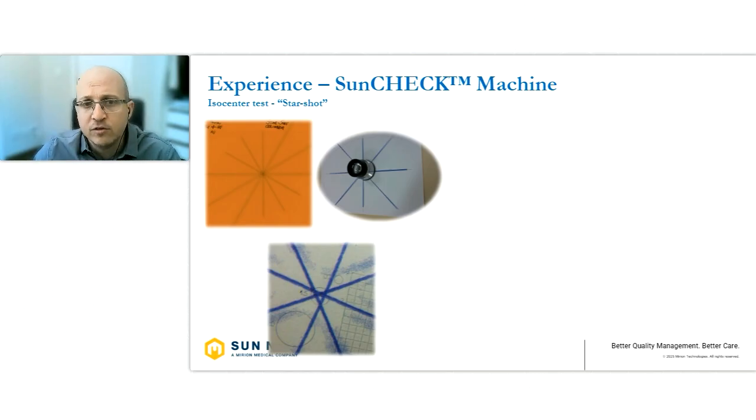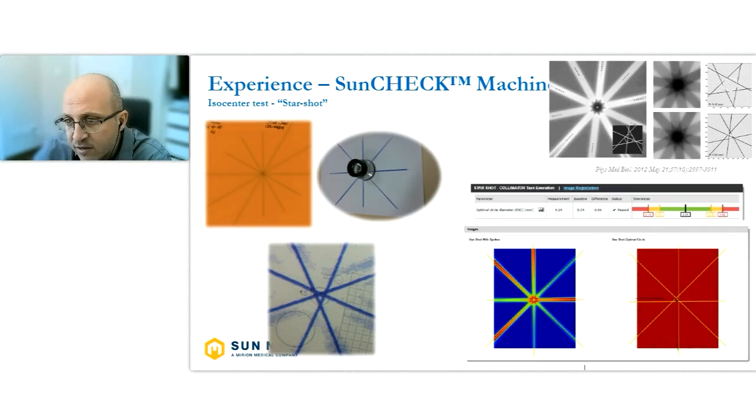Another widely used test to analyze the isocenter of the gantry, collimator and couch separately is the star shot. Once again, the analysis without the use of software is quite subjective and limited. With software, the star shot is tracked by a detection algorithm, and you can see here that the detection algorithm is more accurate than the human eye.